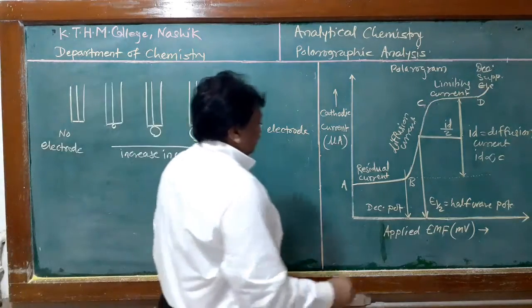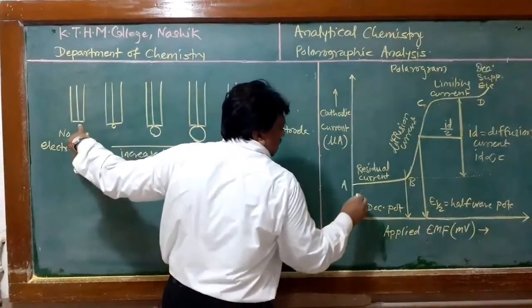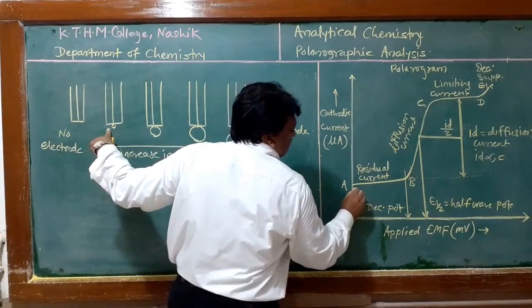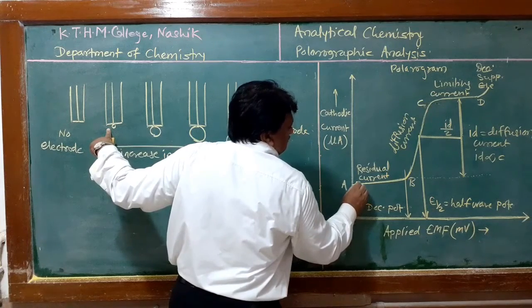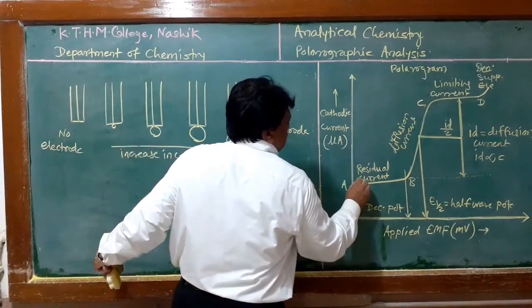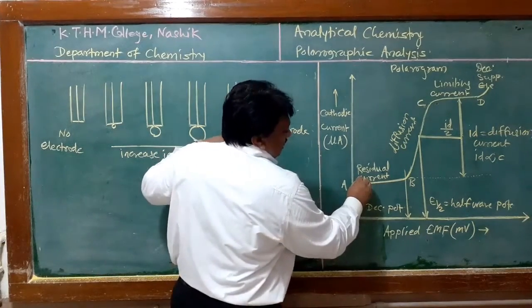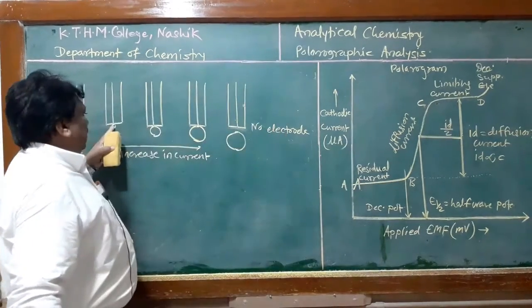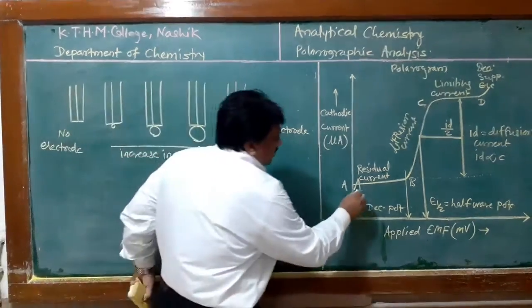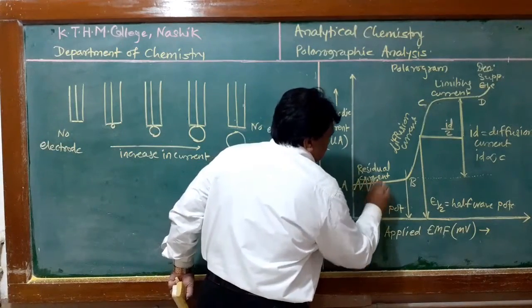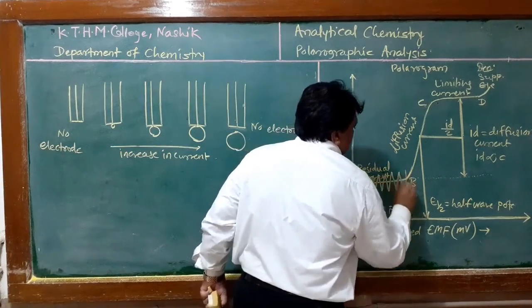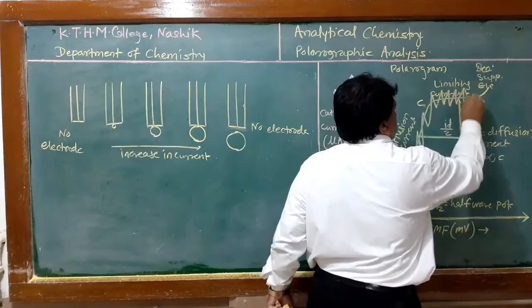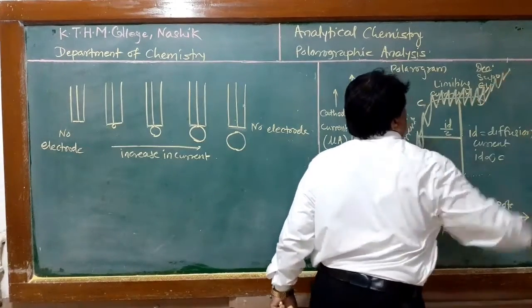Therefore, when there is no electrode, at that time the current is minimum. As the size of mercury drop increases, the current increases and reaches a maximum, and again when the drop is dropped into the solution, it again falls to minimum. That means the current increases, decreases, and we have this polarogram in a zigzag manner like this.